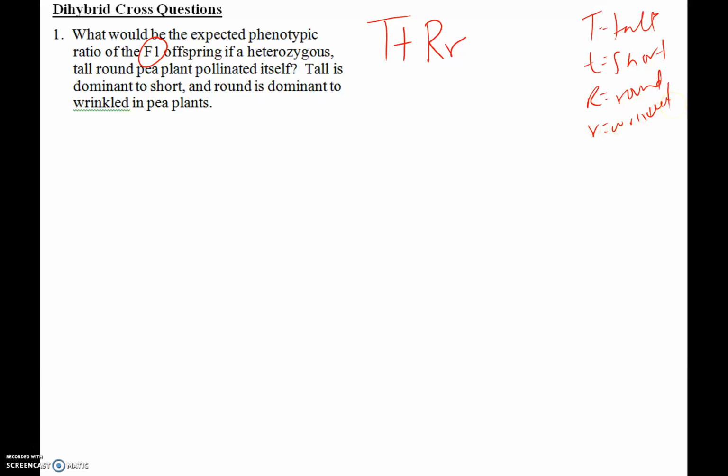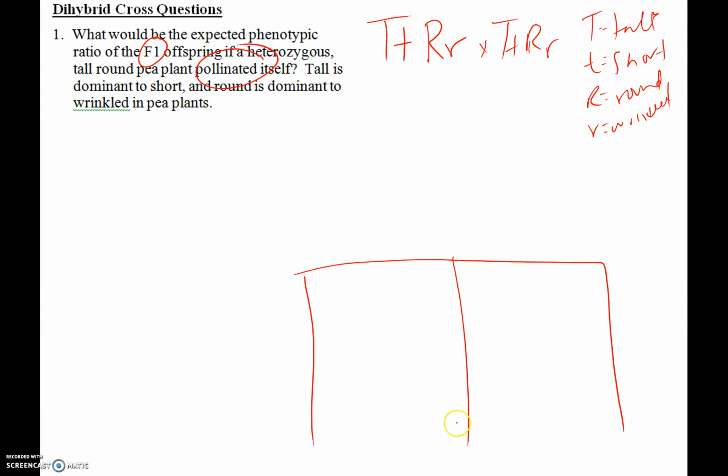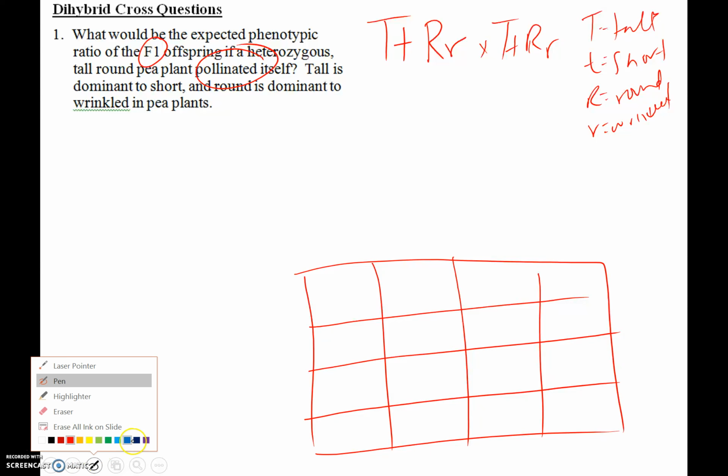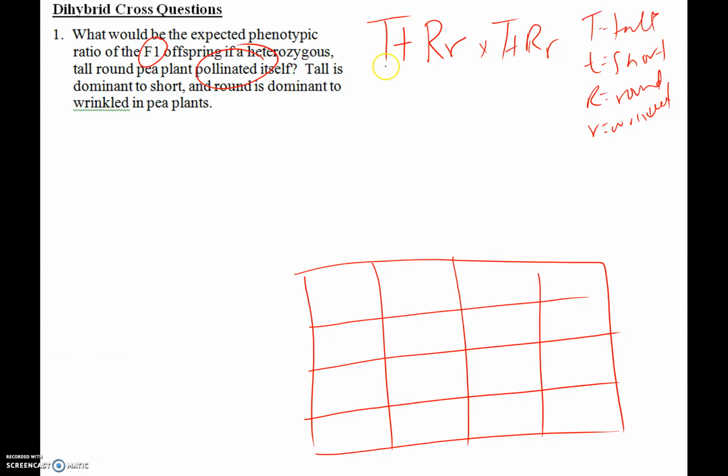Okay, so here, when it says pollinated itself, that means it's crossed with one like itself, the exact same genotype. So when we go to set up our dihybrid cross, this is where we have our 16 boxes. To make our first set of gametes, this dominant allele can end up with a capital R, but it could also end up with a lowercase r.